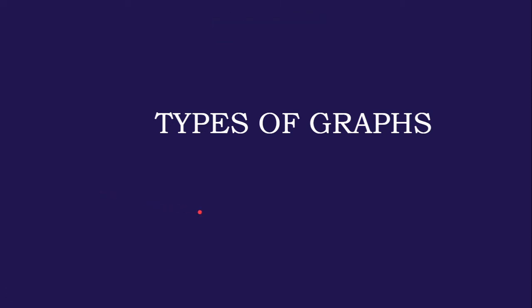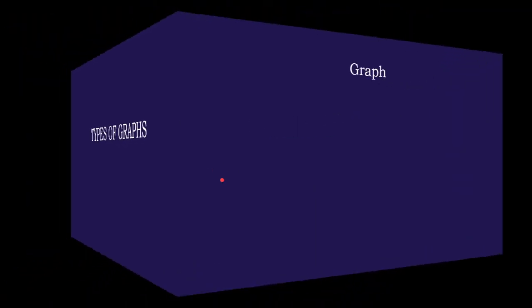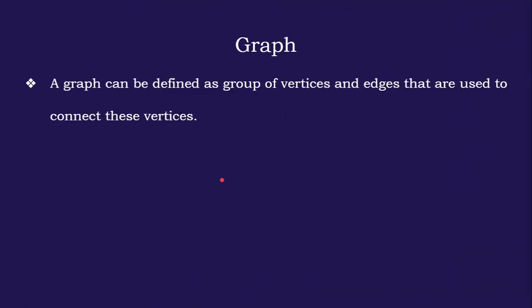Hello everyone, in this video we are going to see about the types of graphs. So here we know that a graph can be defined as a group of vertices and edges that are used to connect these vertices. That means there are vertices and they are connected by the edges.